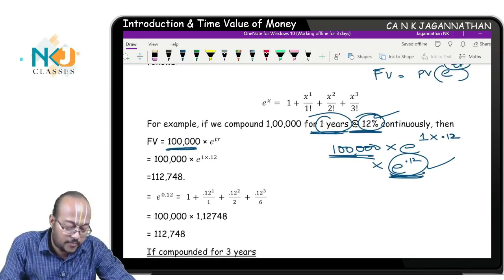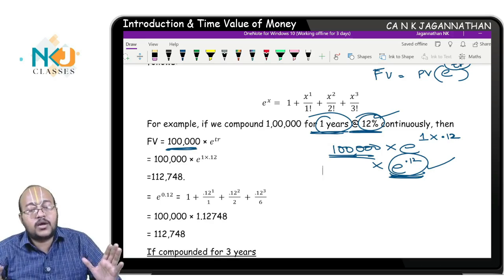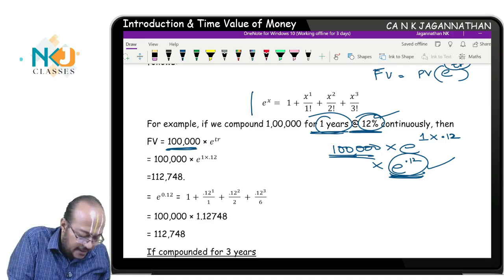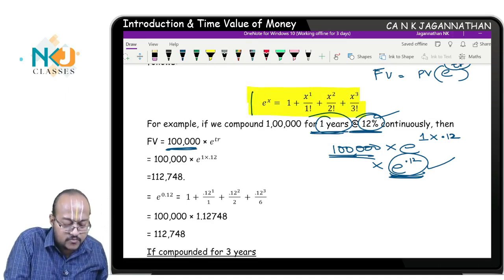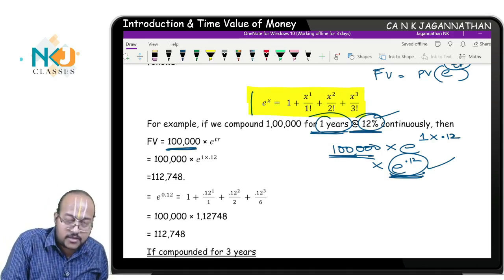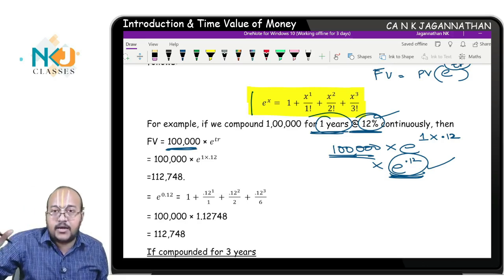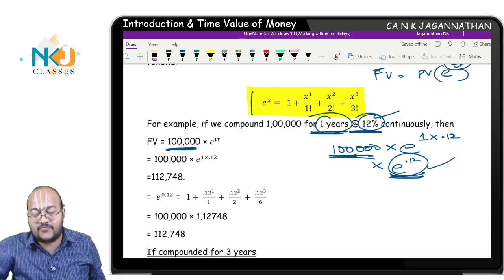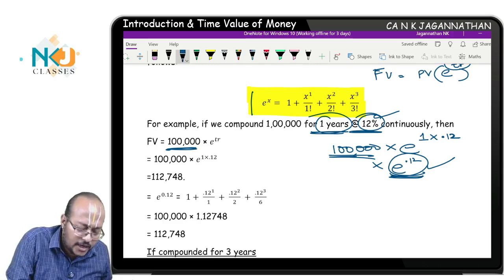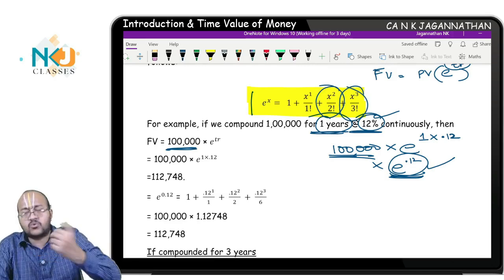How to find e to the power 0.12, or the e value of any number, is the subject matter of discussion. Very simple. e to the power x, for any number, is equal to 1 plus x raised to 1 divided by 1 factorial, plus x power 2 by 2 factorial, plus x power 3 by 3 factorial, and like this, keep on going. Using a calculator, you can either go till 3, or stopping at power 2 is also sufficient.